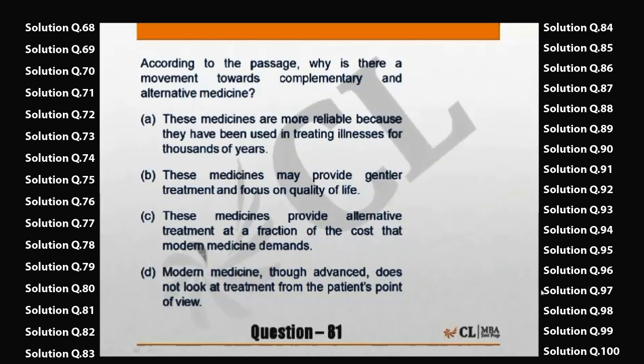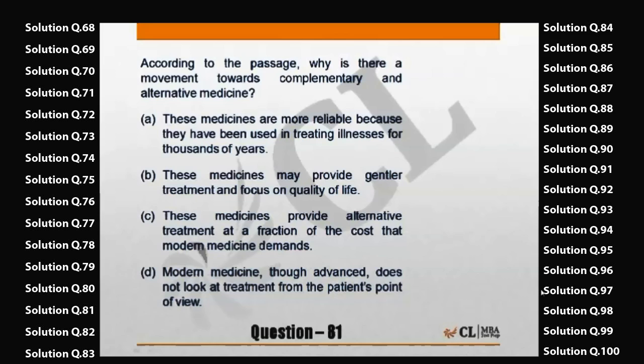According to the passage, why is there a movement towards complementary and alternative medicine? Has it been mentioned in the passage that these medicines, or CAM, provide a better quality of life, or that it is available at less cost? The correct answer here is option B, which says that these medicines may provide gentler treatment and focus on quality of life. This is what CAM does, as mentioned through the text of the passage.